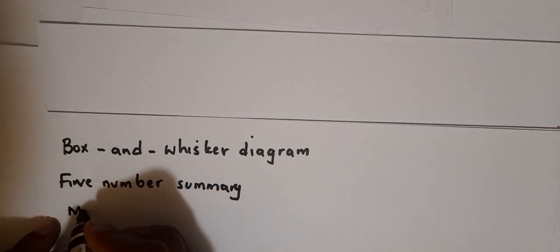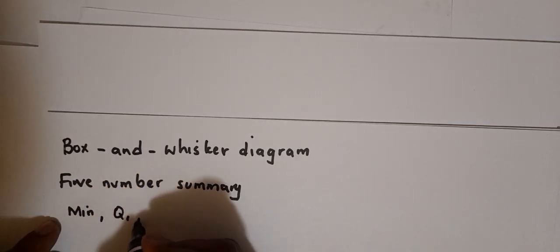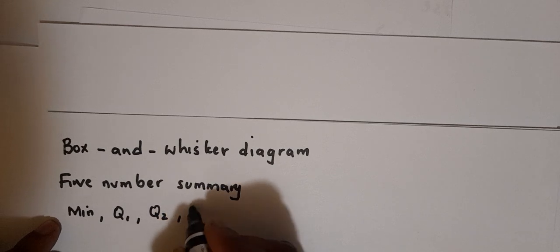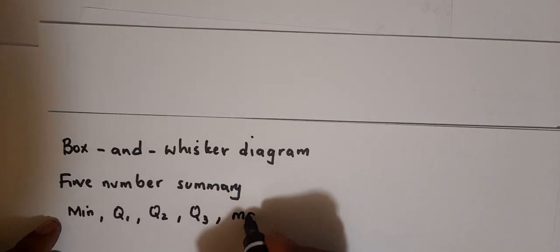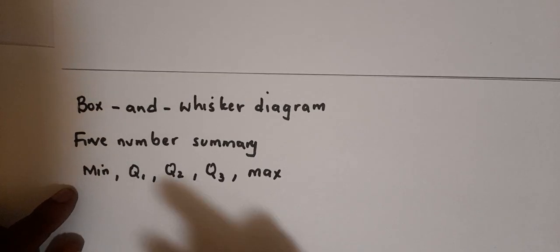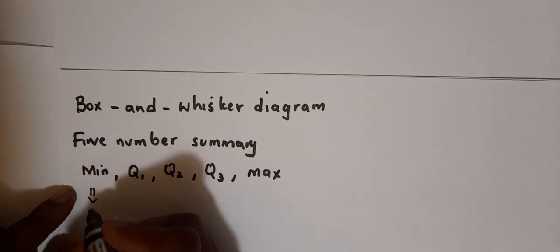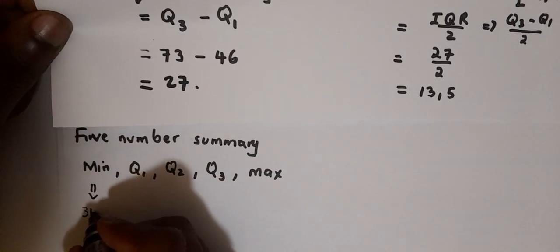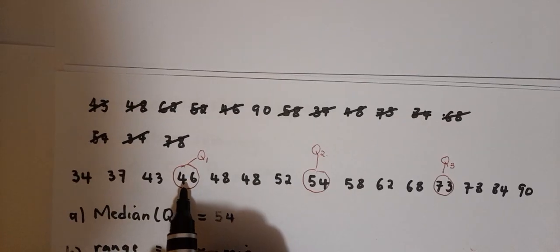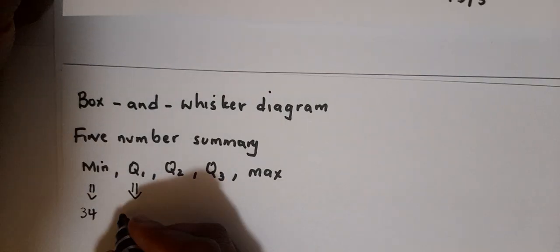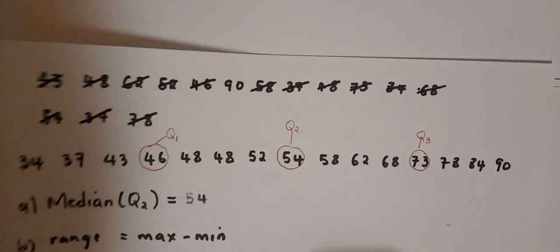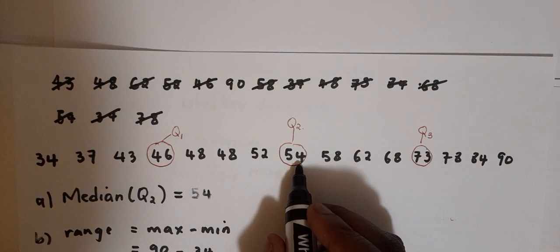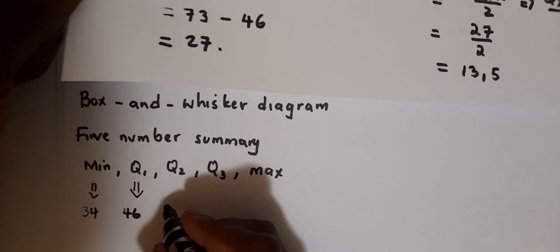This requires the minimum, Q1, Q2, Q3, and maximum. Then from the data above, the minimum for this data set is 34. Then we calculated Q1 from this data to be 46. And then Q2, which is the median, is 54.